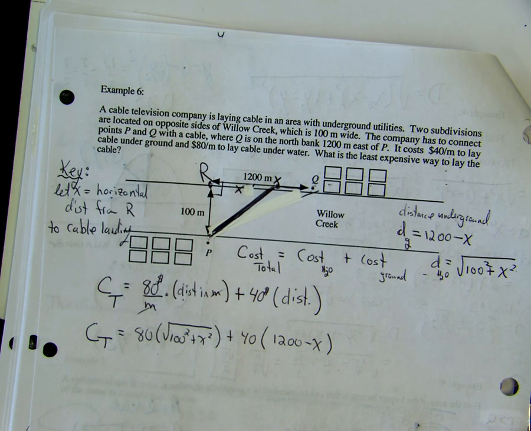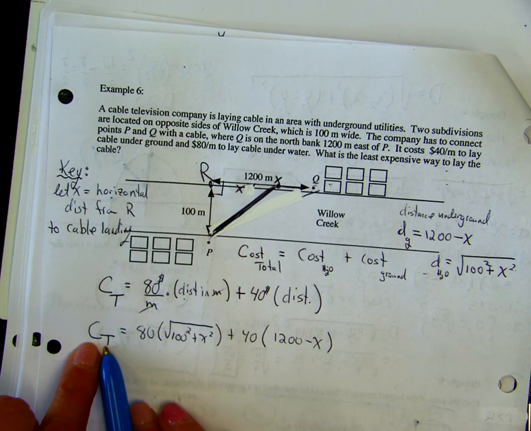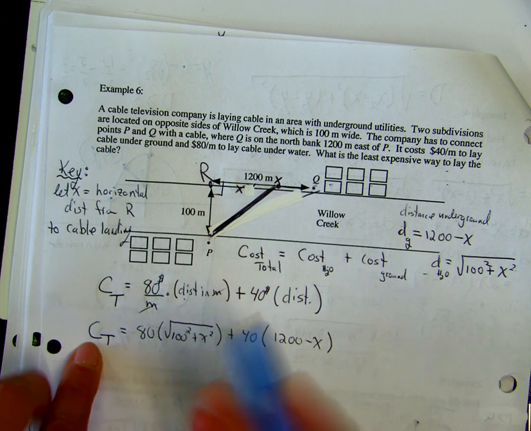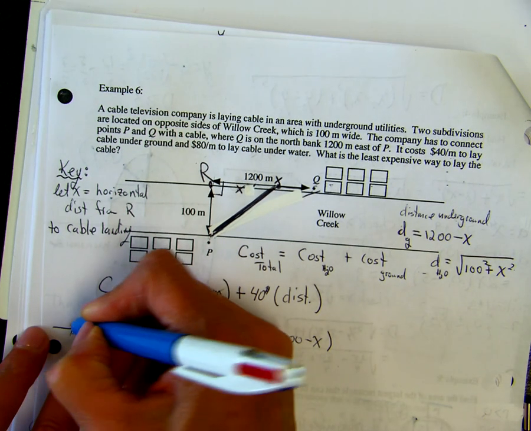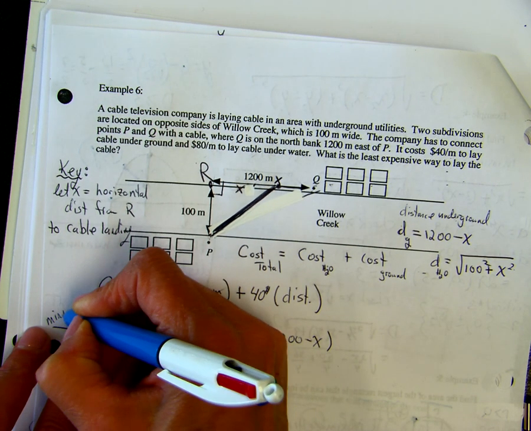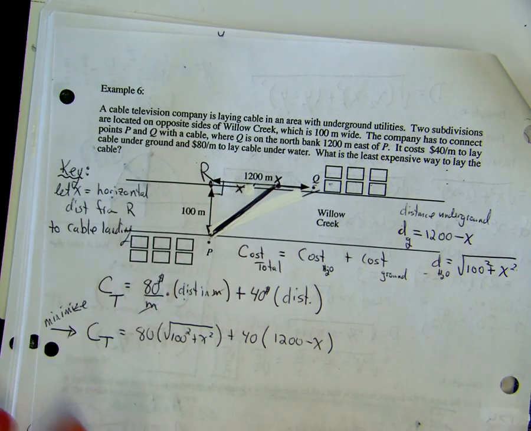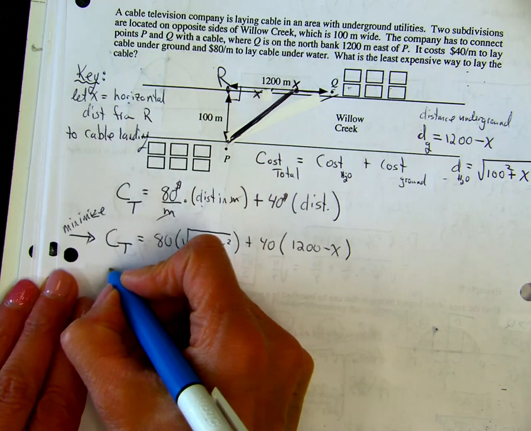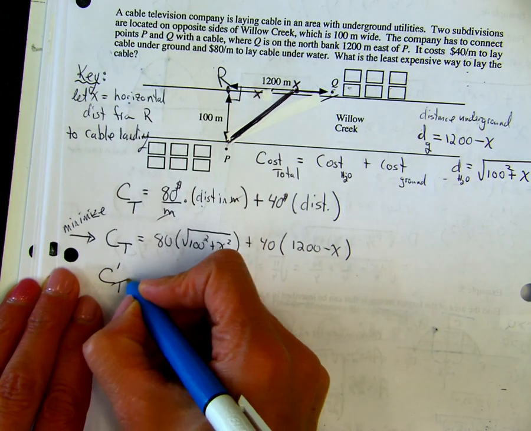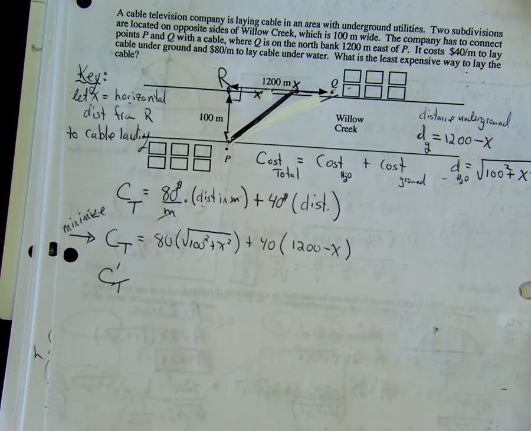Okay, now let's not lose perspective. What we're trying to do, we're trying to find the least expensive way, minimize the cost. So this is the function that we are trying to minimize. How do we do that? Take the derivative and find the critical numbers. So what is C prime of x? Go ahead and take that derivative.